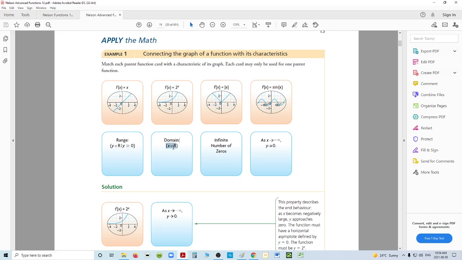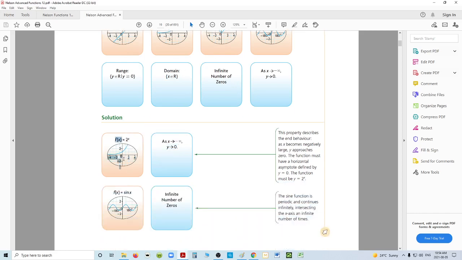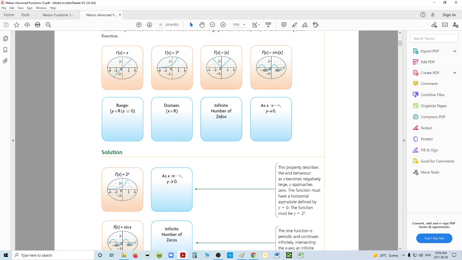Domain x ∈ R, well, that could be a lot of them. It could be the line. It can be the absolute value. It can be the growth curve. It can be the sine curve. It can be the exponential curve, and sine. So they all have x ∈ R. Infinite number of zeros, which means it goes through the x-axis over and over again, which is the sine curve.